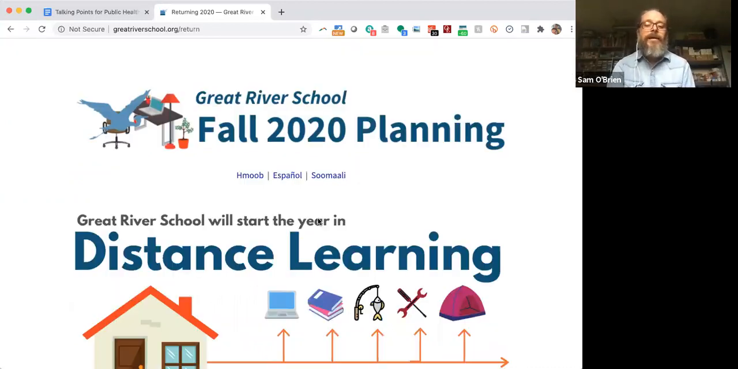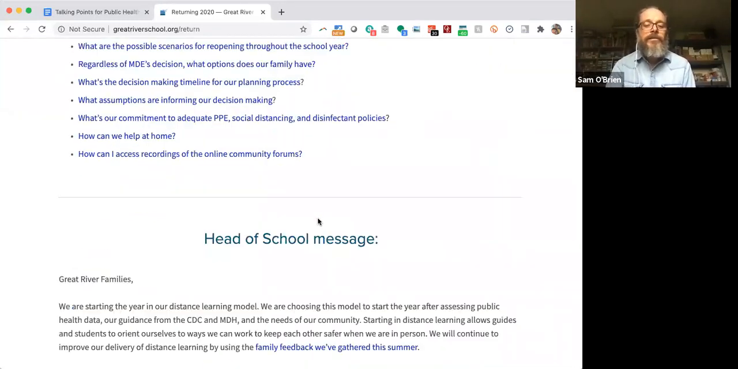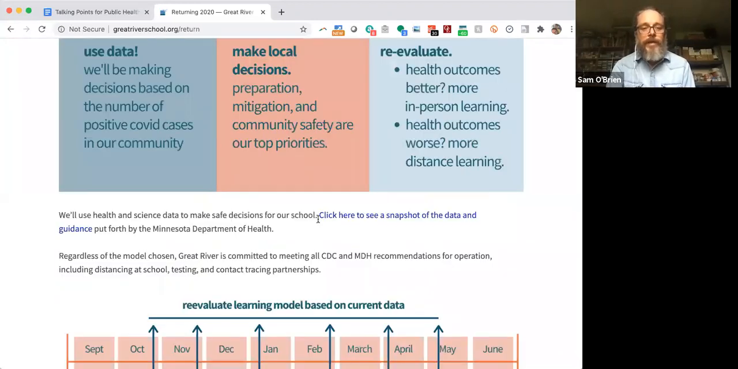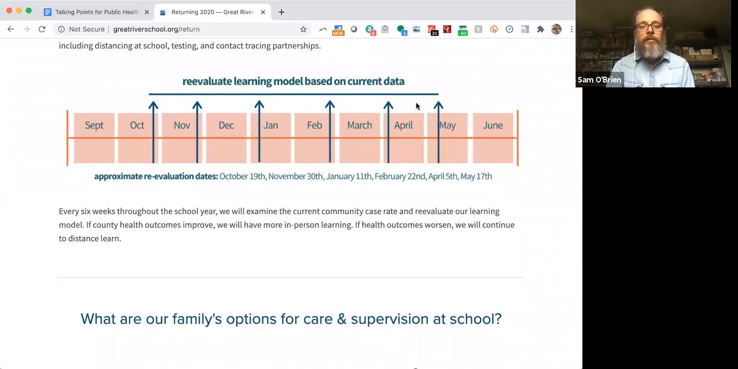And so in that way, we want to be looking ahead, and we'll scroll down on this reminder page to remind you about this, which is as the learning model is evaluated, we will be looking at health data throughout September, and at the end of September, likely be making an October 19th announcement. And then we'll be looking at health data again and letting you know toward the end of November. And so we won't be switching just the second week of school to something.